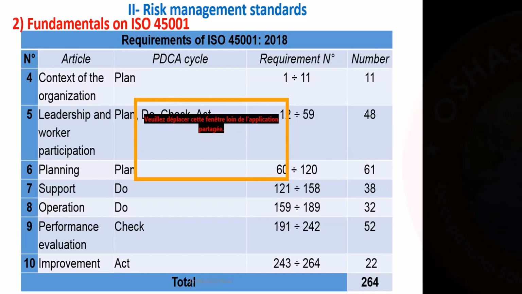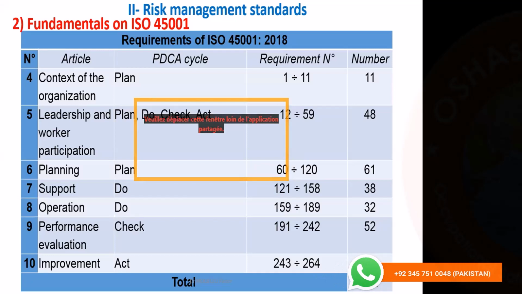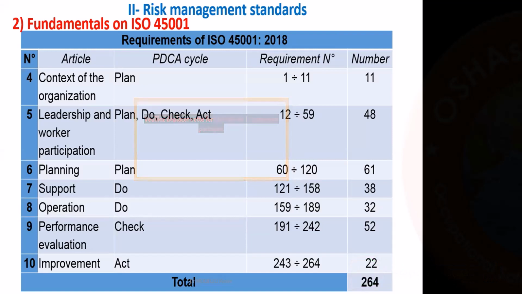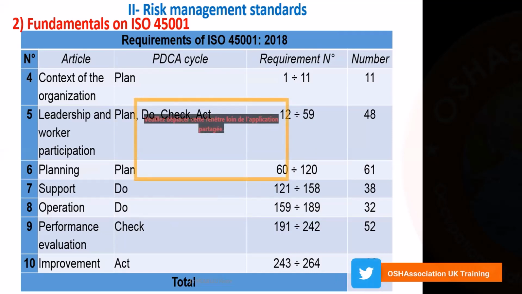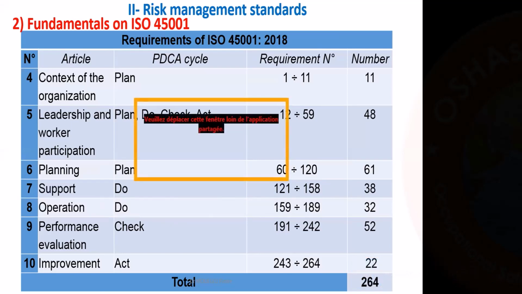Clause 5, leadership and worker participation. Clause 6, planning. 7, support. 8, operation. 9, performance evaluation. 10, improvement. That's what we have. And each part here has its own contribution in the PDCA: plan, do, check, act. So the context is for the plan, leadership and worker participation is for all those elements. Planning is for plan, support and operation for do, 9, performance evaluation, for check, and then 10 for act.